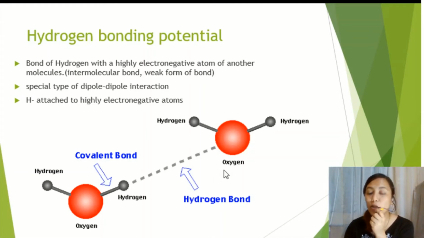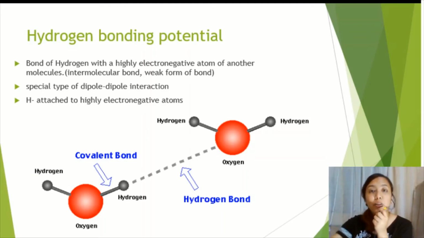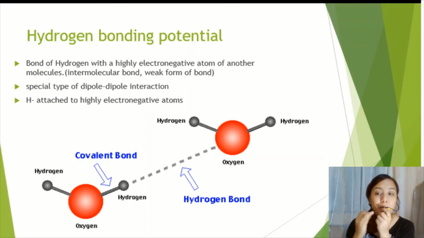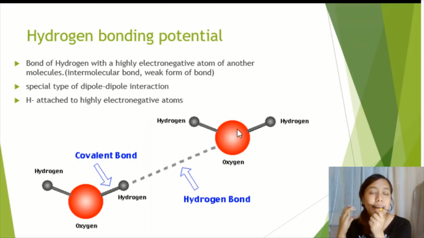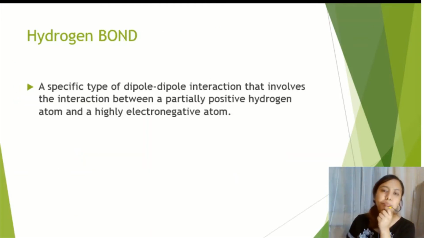And your hydrogen bonding is actually under your intermolecular forces, in which a molecule of water interacts with another molecule of water. And in order for this to happen, you first have to make sure that your hydrogen is partially positive in order for it to bind to another electronegative atom. Okay? So this is the specific definition of a hydrogen bond.